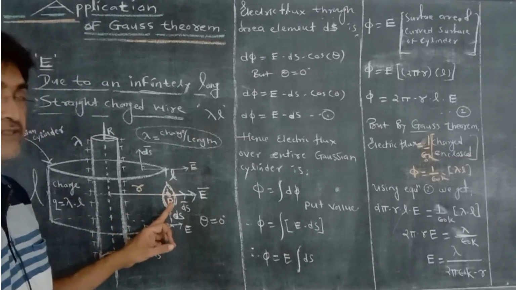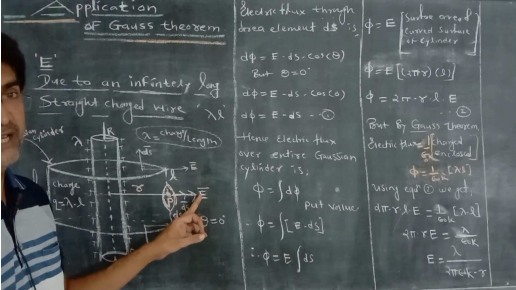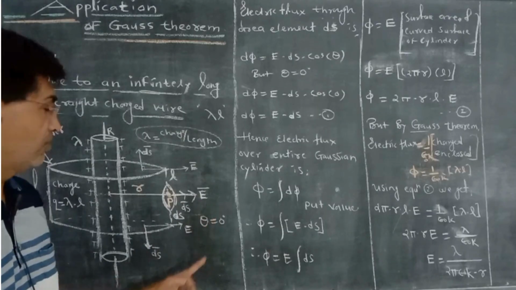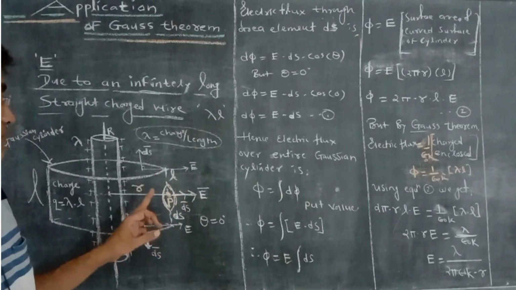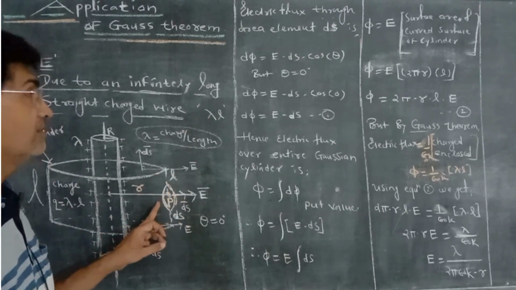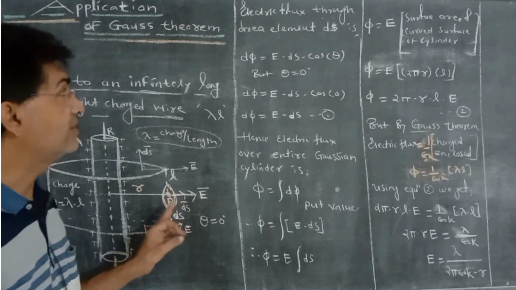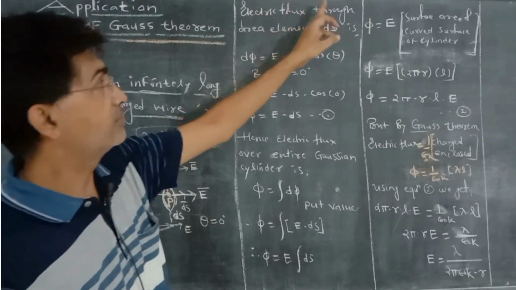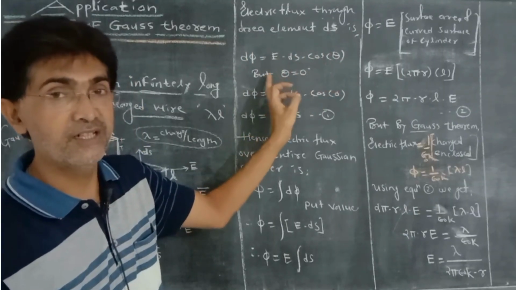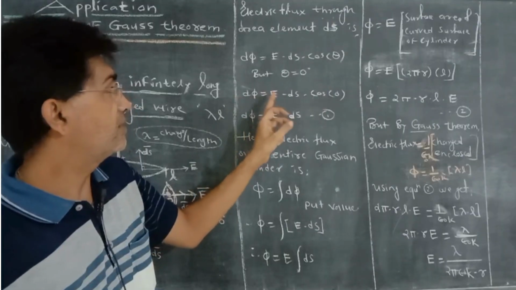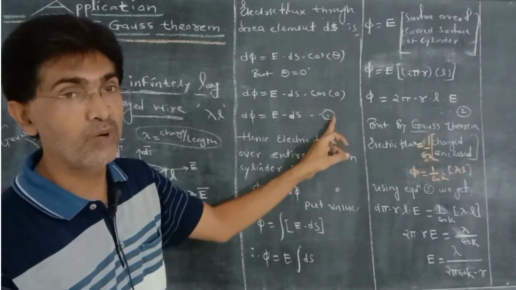So for the element ds, the area vector ds and E are in the same direction, so the angle between them is 0. After taking the area element ds, we write the formula of electric flux for this element ds. So the electric flux through the area element ds is d phi equals E ds cos theta, theta is equal to 0. So d phi is equal to E ds cos 0, that is d phi is equal to E into ds, equation number 1.